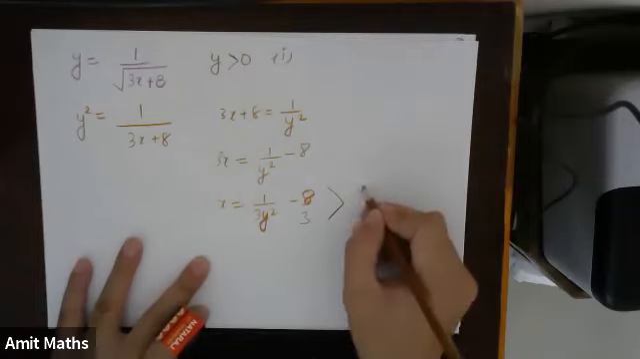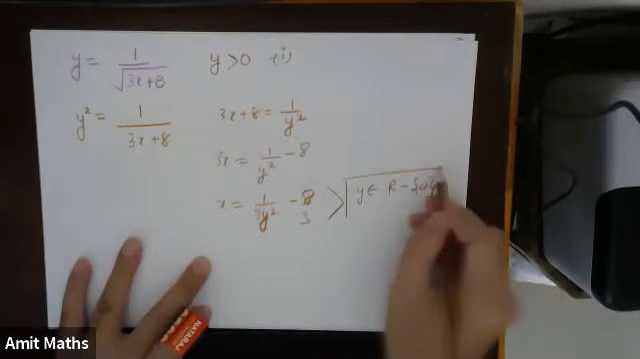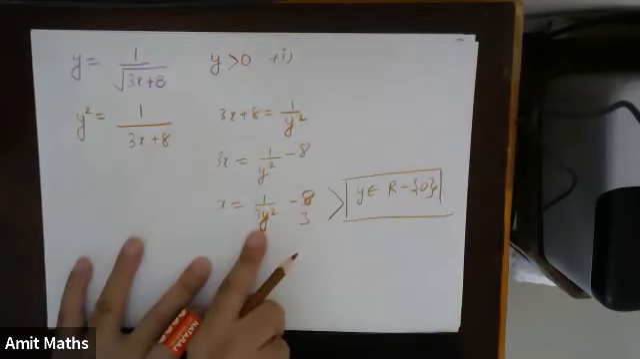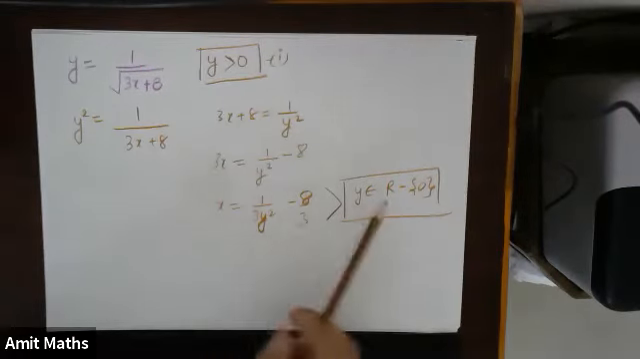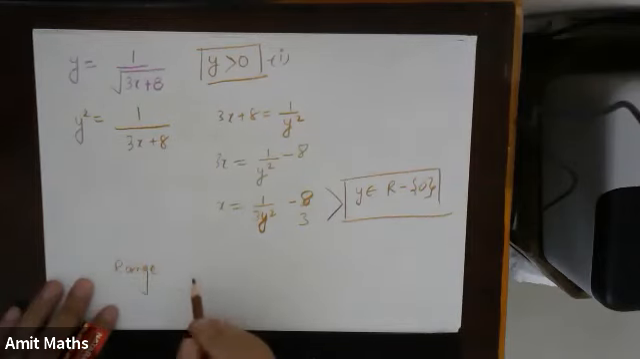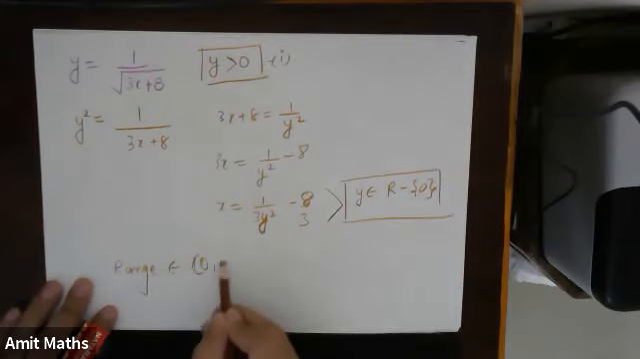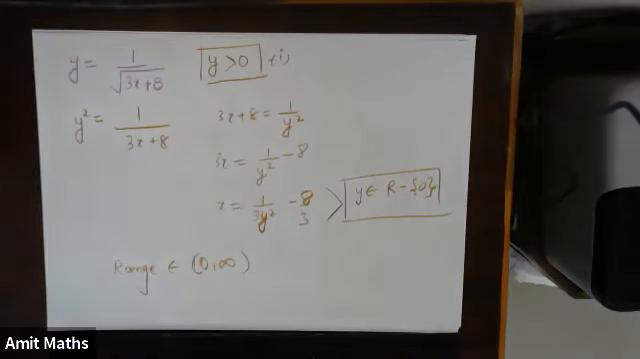So that means y can take all real values except 0 from this, and from here we have y should be greater than 0. So combining both these conditions, the range of the function will become 0 to infinity. Taking an intersection of these two, the range of y will become 0 to infinity. Understood? This is very similar to the previous one. Okay, now let's move on to the next one.